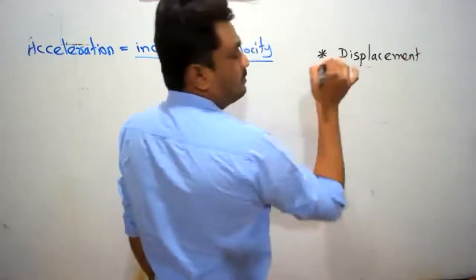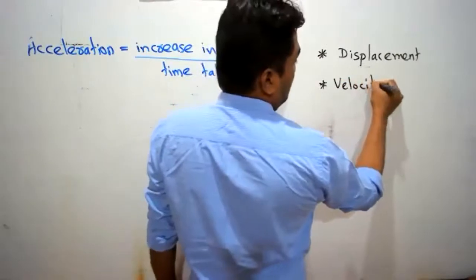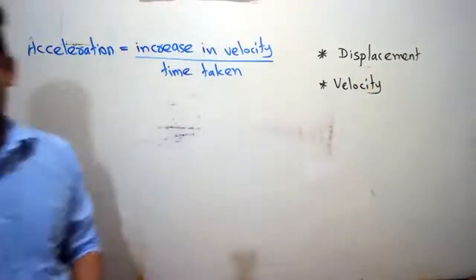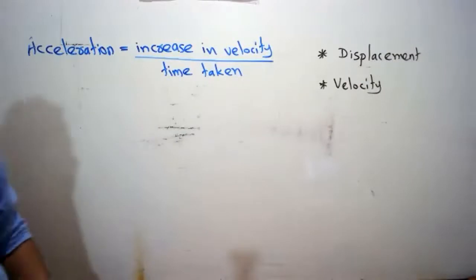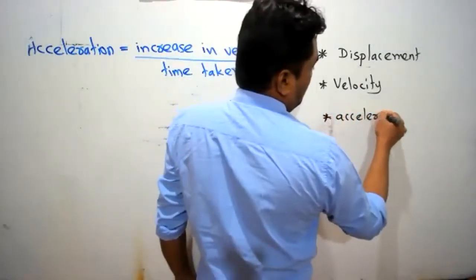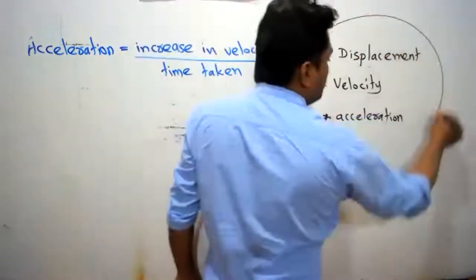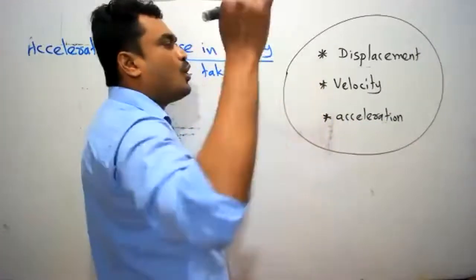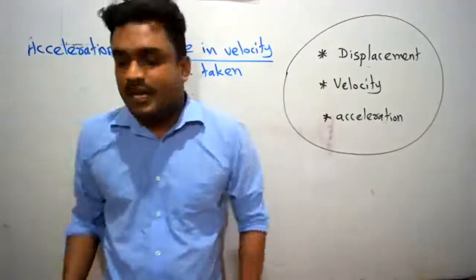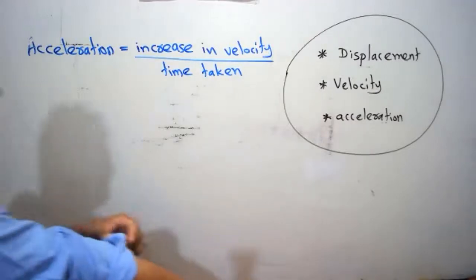Shortest distance between any 2 points. Definition of velocity? Rate of change of displacement. Definition of acceleration? Rate of change of velocity. So if somebody asks you to give a common name for all these things, what is the common name? What is the common name that can be given for these 3 here?